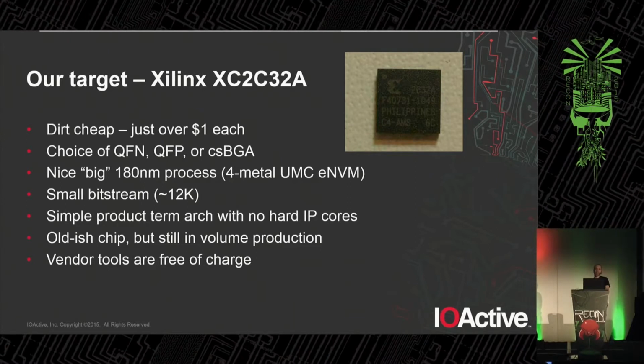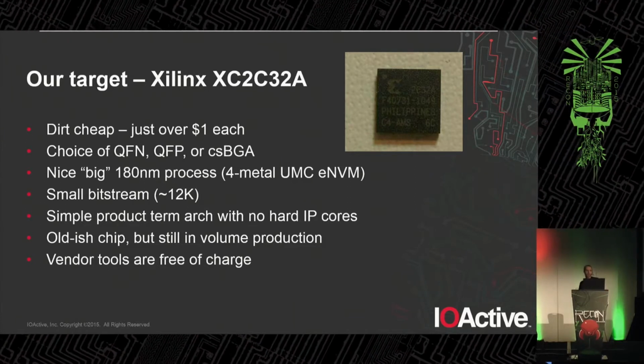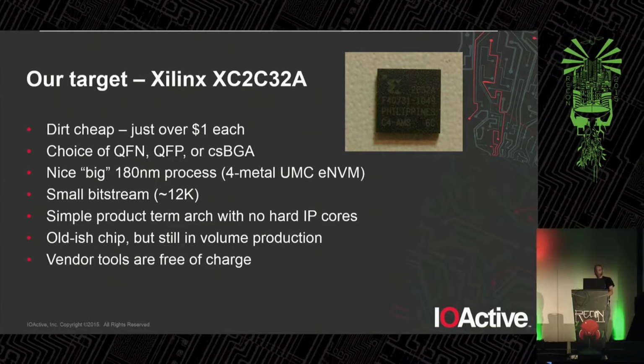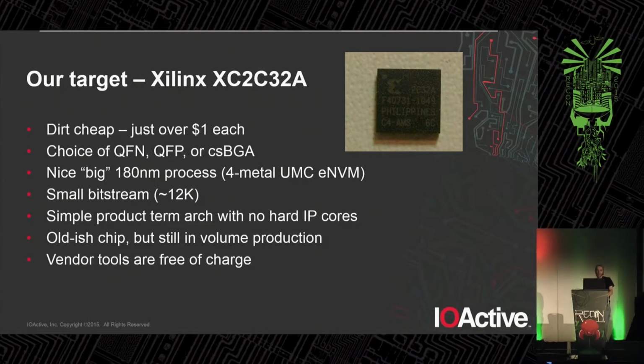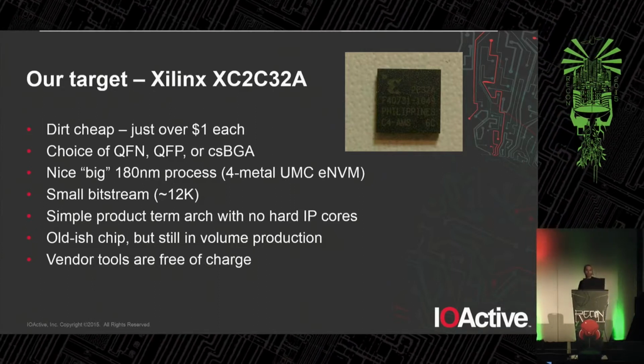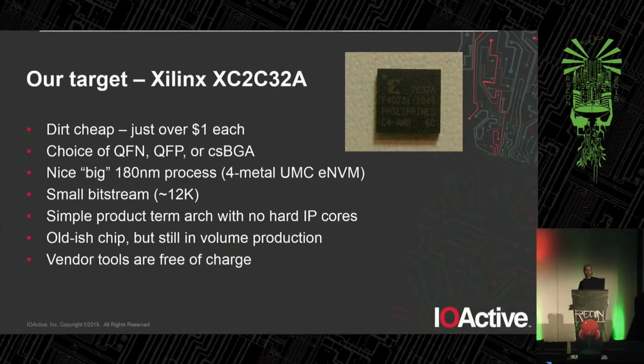It's a nice, friendly 180-nanometer process, 4-metal UMC, so you can actually read out most of the upper metal layers optically. You don't have to bother going into the electron microscope except for the lowest layers. So that helps. It's a lot easier to use an optical microscope than a SEM. It's a lot quicker to shoot a lot of images quickly.